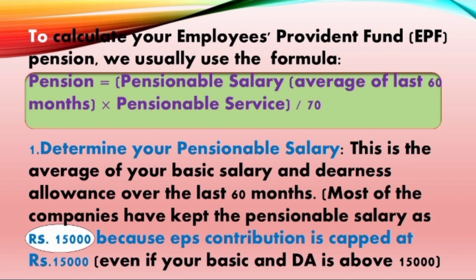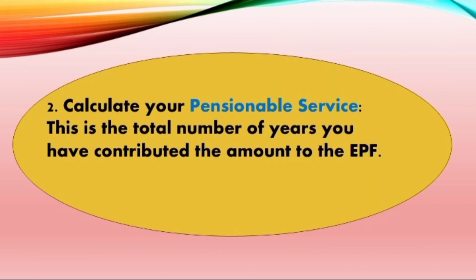Now, how will you determine your pensionable salary? It should be the average of your basic salary and dearness allowance over the last 60 months. But here you know that most of the companies have kept the pensionable salary as rupees 15,000 because EPS contribution is capped at rupees 15,000. Even if your basic and DA is above 15,000, maybe around 50,000 or 60,000, EPS will calculate on the basis of 15,000 only.